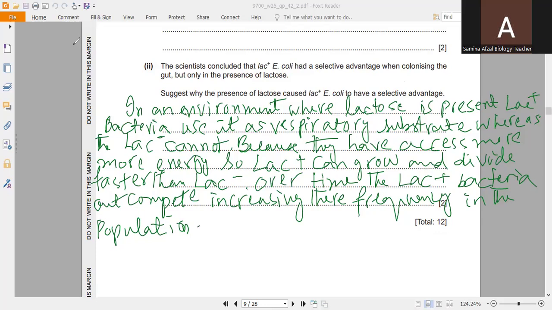Because in this case, we have to look for the selection pressure. So selection pressure was on that side, whether they are using it or not. So the selective advantage was that which they have got, and they increase their frequency and the number.